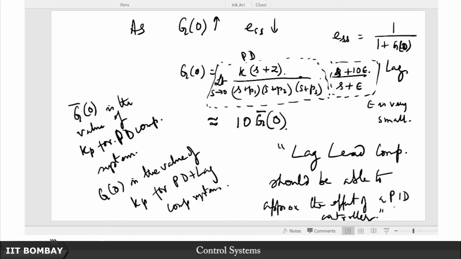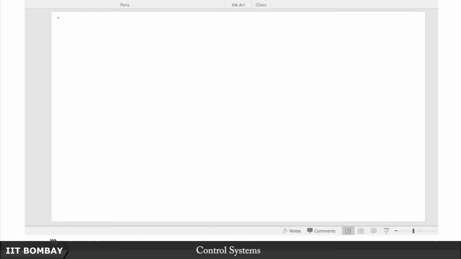So instead of taking an example or figures like this, let me just take a concrete example and I will actually show you with simulations how this works. Okay, so here is the example. Suppose you have G(s) = K / ((s + 1)(s + 2)(s + 8)).